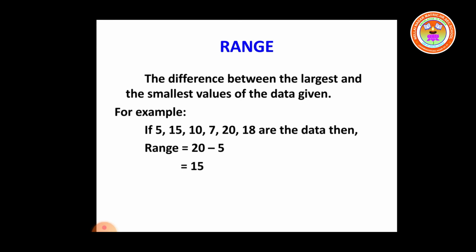Next one, range. The difference between the largest and the smallest values of the data given is range. For example, suppose you consider the data given 5, 15, 10, 7, 20, 18. First of all, we find the greater value 20 and the smaller value 5. Range is equal to the difference between 20 and 5. 20 minus 5 gives 15.